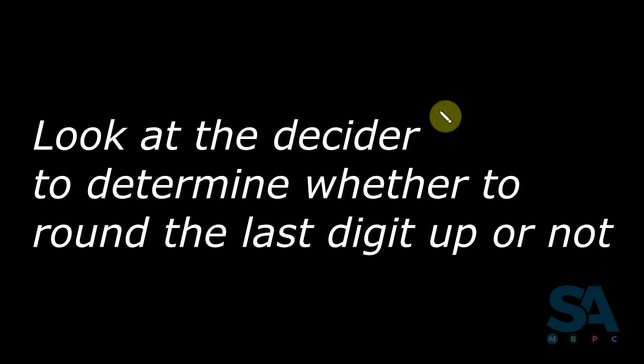To round to a given number of decimal places, first you'll need to identify the position of the last digit. You know where this is based on the number of decimal places stated. Then you want to look at the digit to the right of the last digit. This is going to be called the decider.